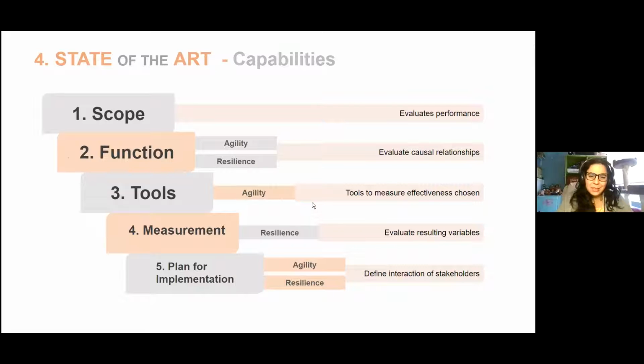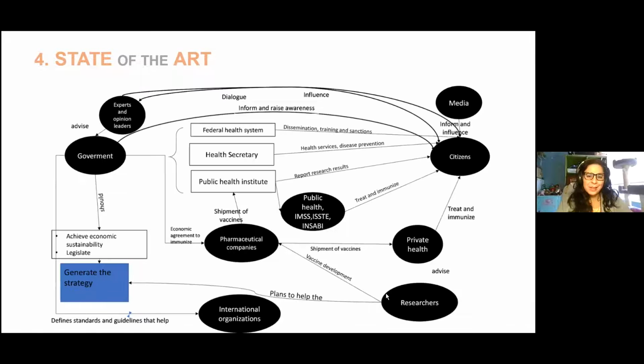So in general, supply chains have the scope to evaluate performance. They have a function which should be agility and resilience. So they evaluate causal relationships. So the main tool is agility. And for the measurement, it's resilience, like how can they adapt or bounce back. And the plan for implementation considers both scopes, and it defines the interaction of stakeholders. So I'm not going to go very deep into this, but it's how the stakeholders interact.